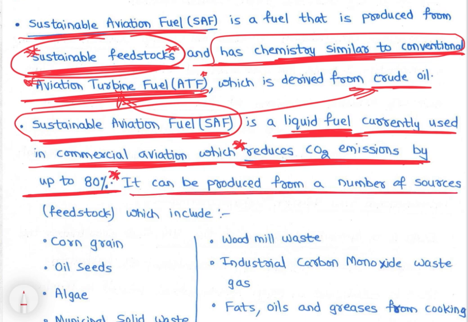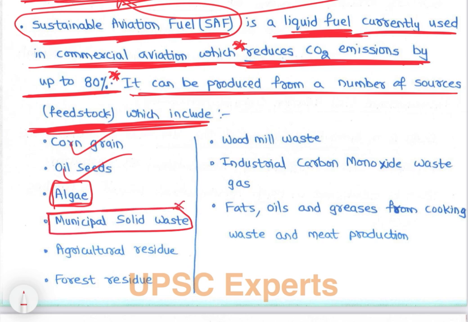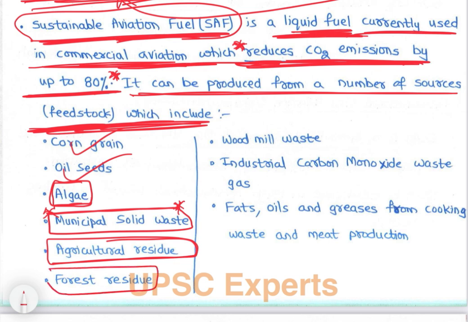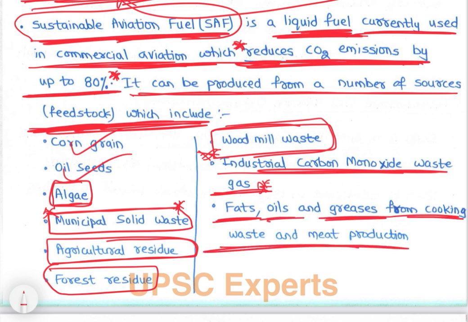It can be produced from a number of sources, that is, feedstock, right? Which include corn grain, oil seeds, algae, right? That means, like biofuel, sustainable aviation fuel is a biofuel, right? It can be produced from algae. In fact, it can be produced from municipal solid waste also, right? And it can be produced from agricultural residue, forest residue, wood mill waste, and industrial carbon monoxide waste gas, right? Then from fats, oils and greases from cooking waste and meat production.